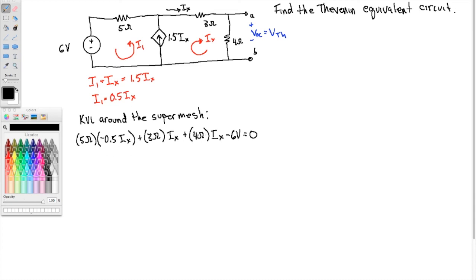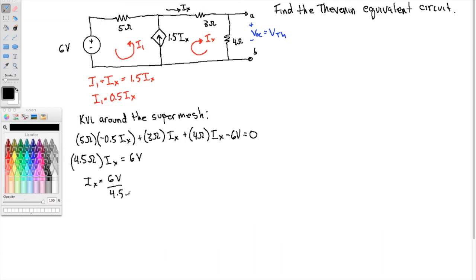So now let's combine the Ix's. I've got 4 and 3 is 7, and a minus 2.5, so that's 4.5 Ix equals 6 volts. This should be ohms there; let me back up. 4.5 ohms times Ix equals 6 volts. Ix equals 6 volts divided by 4.5.